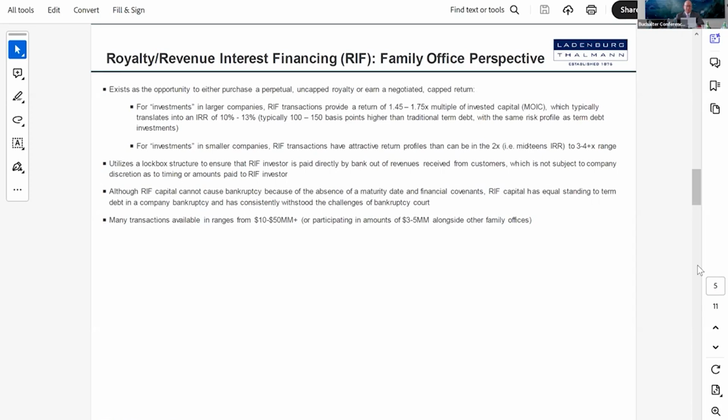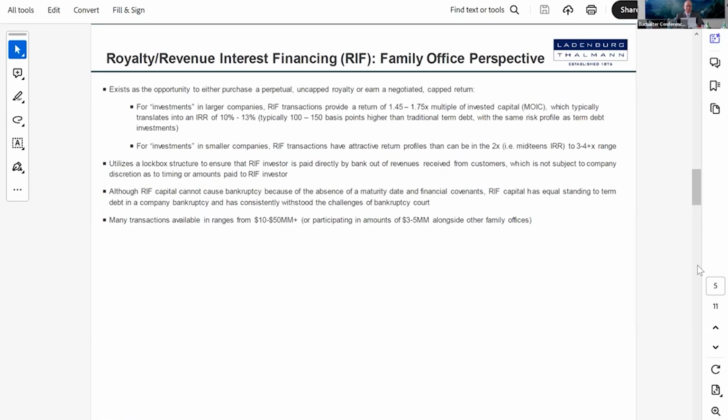From the family office perspective, for you all thinking about it as investors, if you'd ever like to invest in this form of financing, you can, in some cases, purchase a perpetual participation in royalties or revenue interests, or a negotiated cap return. I mentioned that for medium to large size companies, the cost of capital is sort of a 1.45 to 1.75 multiple, like a 33% IRR.